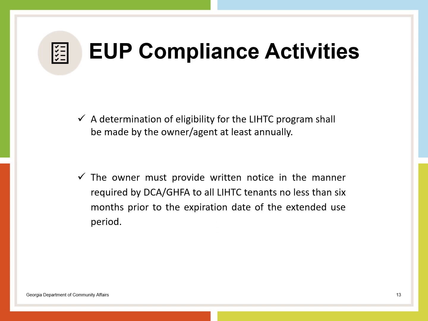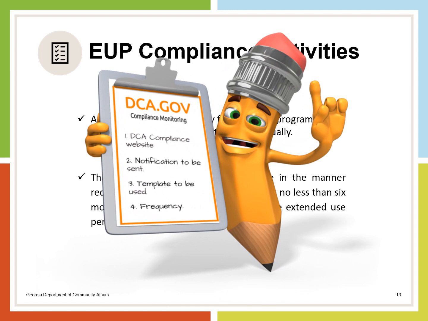The owner agent must provide written notice in the manner required by DCA GHFA to all LIHTC tenants no less than 6 months prior, or as otherwise approved by the agency, to the expiration date of the extended use period. See the agency website for specific notice requirements. Please see our compliance website for the notification that needs to be sent out, the template to use, and the frequency of which the notification needs to be sent. You can defer to the DCA compliance website for all of this information and, of course, a whole lot more.